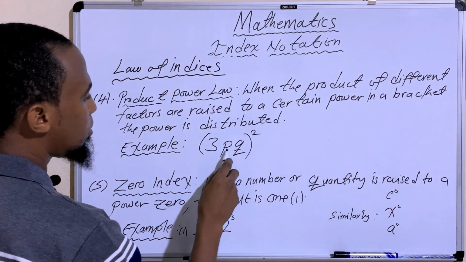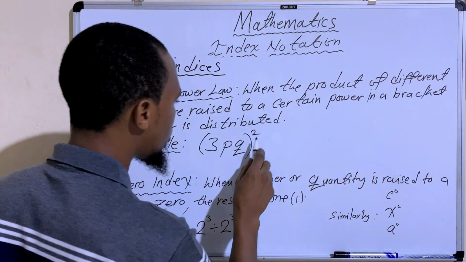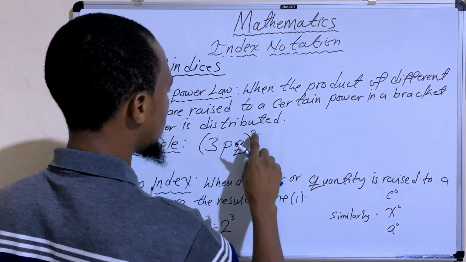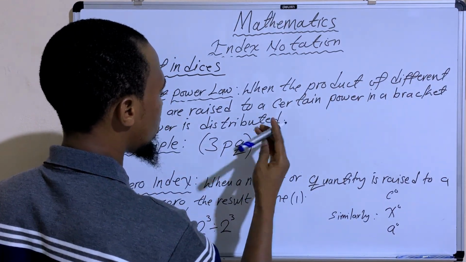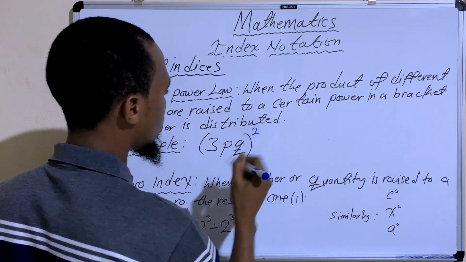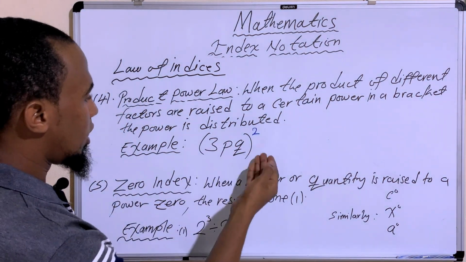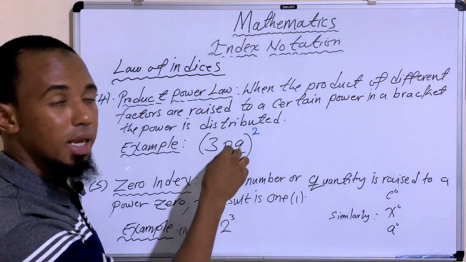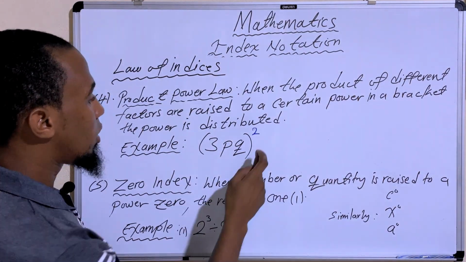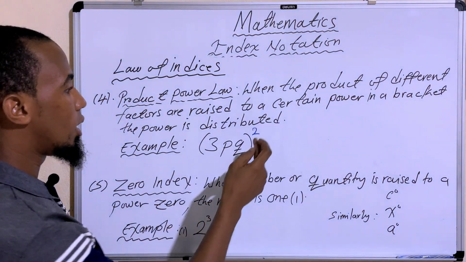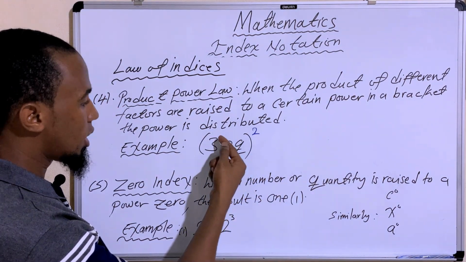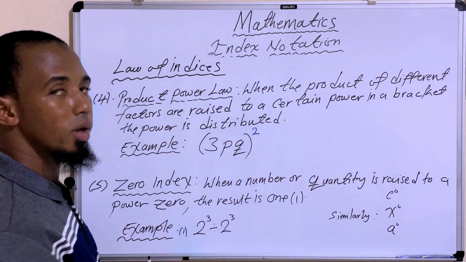You have seen 3pq is raised to an index of 2. Now let me just change this one to another color. Now when you look at this power here, it belongs to everybody inside the bracket here. Now what you do is to distribute them. This power here, you are going to distribute it to this 3, to the p, and to the q.